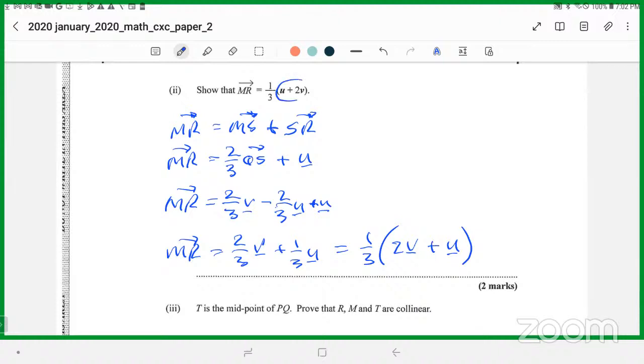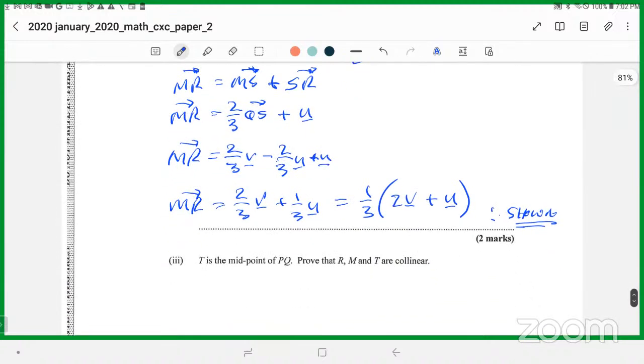We have it all the way around, but it's the same difference. It's the same as a third (2V plus U). Same thing that I have here. Therefore shown. I'm showing it. Right, so the same thing.